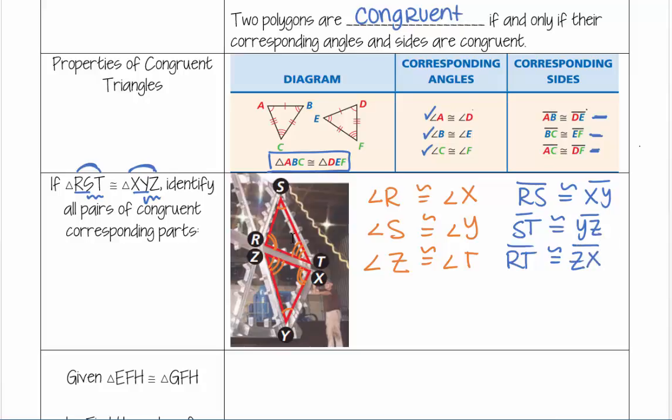And we can mark them on here. So RS and XY. And then ST needs 2 and YZ. And then this guy would need 3 here and here. But you need to look at the congruent statement to tell you what things match up.